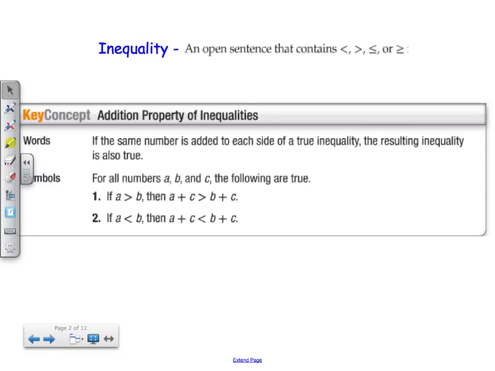All right, inequality is an open sentence that contains less than, greater than, less than or equal to, or greater than or equal to. The addition property of inequalities is just like the addition property of equations. If you add the same number to each side of an inequality, you're going to get another statement that's also true. So just like we could add the same number to each side of an equation, we got another statement that's true. So for instance, if you have A is greater than B and you add C to both sides, you're going to get another inequality that is true.